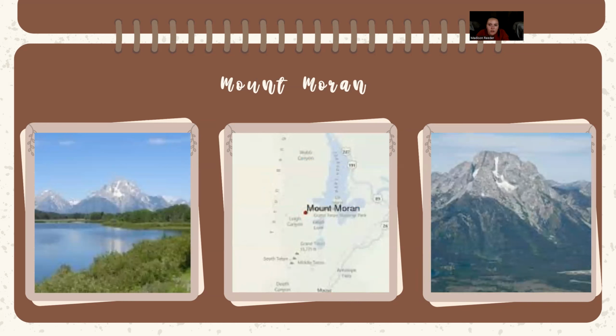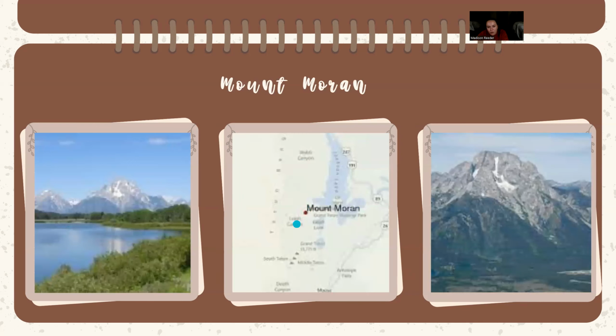Okay, and we got Mount Moran. This one is Mount Moran, a little bit closer up picture right there. This is a map of where it is. So the Grand Teton is right here, and this is Jackson Lake. Grand Teton right there, and then Mount Moran right there.